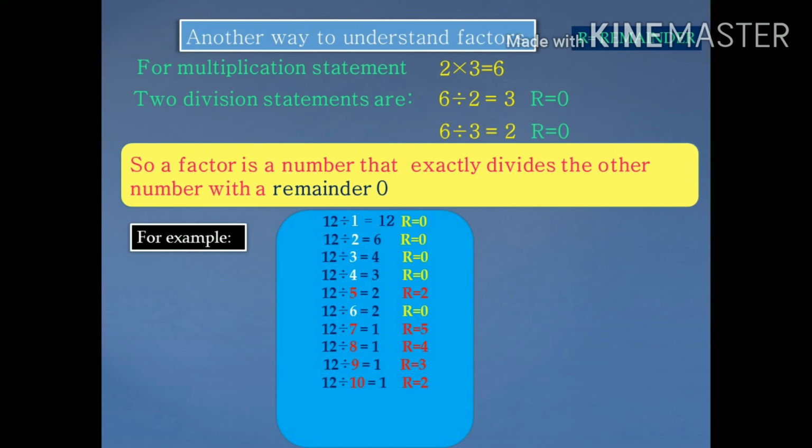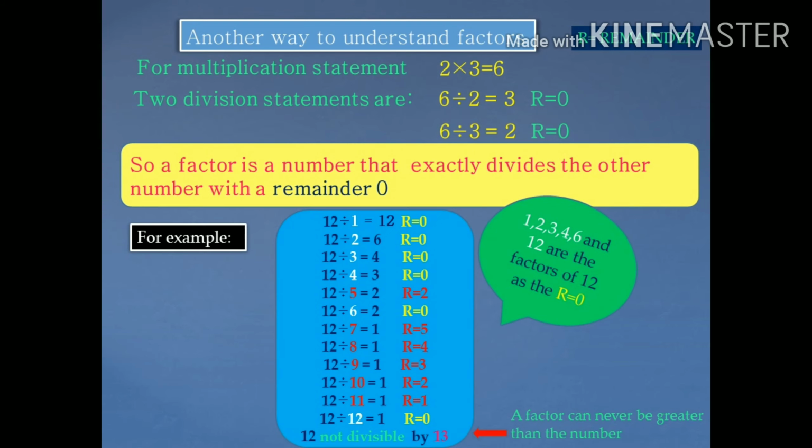12 divided by 10 is equal to 1, with remainder 2. 12 divided by 11 is equal to 1, with remainder 1. 12 divided by 12 is equal to 1, with remainder 0. And 12 is not divisible by 13, which means a factor can never be greater than the number.